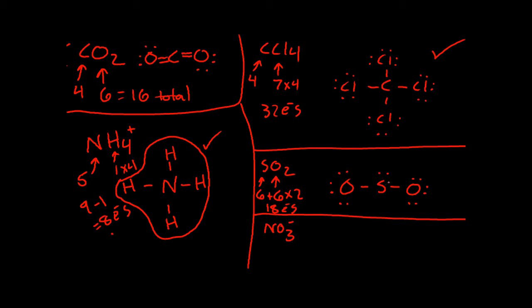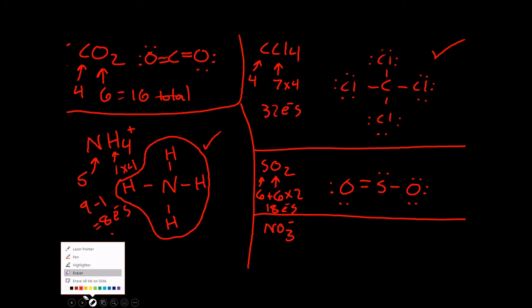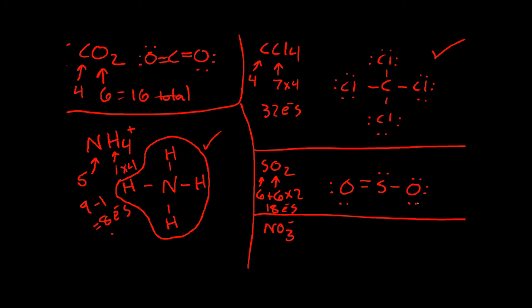And so to make the sulfur happy, we can either move an electron, move a lone pair, I should say, from this oxygen over here to make a double bond, which would give the sulfur its octet, while still keeping this oxygen having an octet. So that would look like this, because those would go away. Or we could also have done the same thing, but with the other oxygen. And truth be told, it doesn't actually matter which one we do that with.